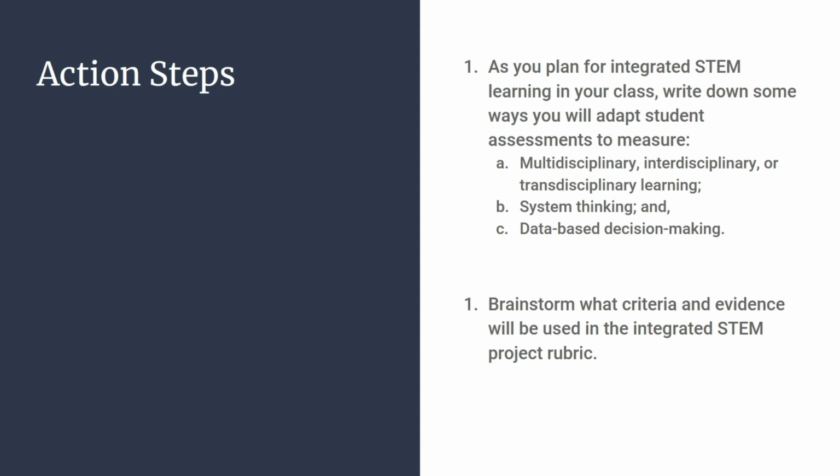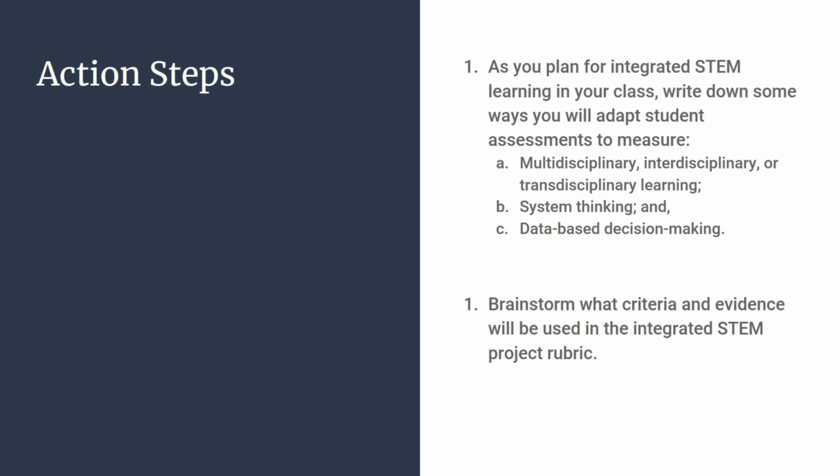We'd also like you to work on some things that can help you to apply the knowledge and skills we shared with you in this module. As you plan for integrated STEM learning in your class, write down some ways that you'll adapt student assessments to measure A, multidisciplinary, interdisciplinary, or transdisciplinary learning, B, systems thinking, and C, data-based decision making.